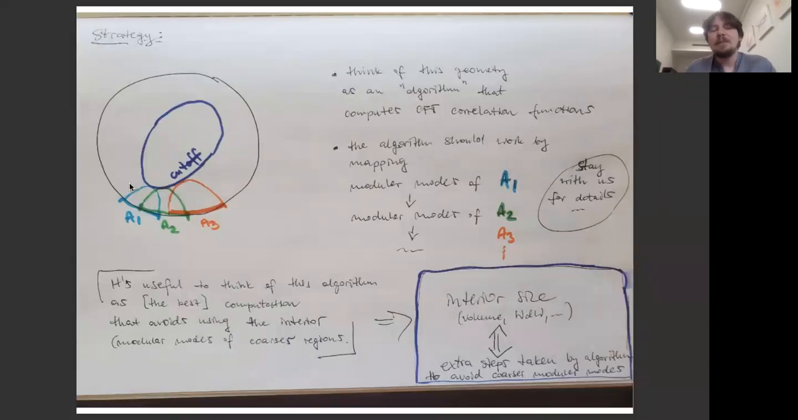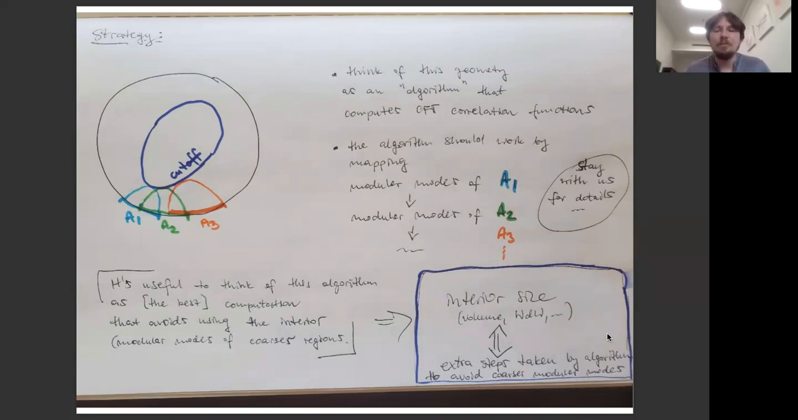So imagine that someone told you, compute a correlation function of a bunch of operators, but make sure you never use the infrared data of the CFT, only staying outside of some, if you like, energy shell or scale shell. So from that point of view, the interior size, whatever complexity it turns out to be, volume, the Wheeler-DeWitt patch, whatever, but roughly speaking, the interior size should be the extra steps that such an algorithm has to take in order to avoid coarser modular modes.